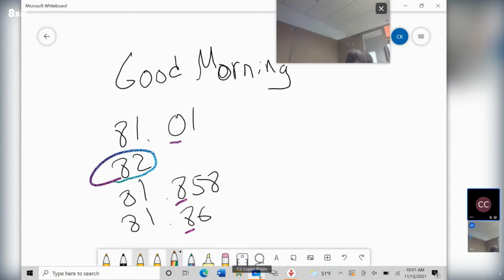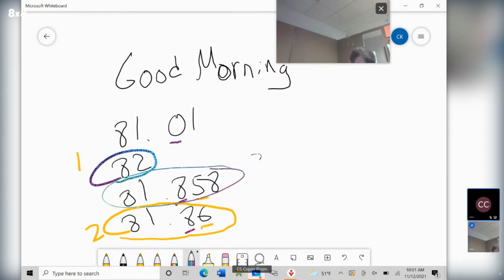So then we look at the next one. We have a 5 and a 6. The 6 is bigger than the 5, so that's going to be the second. This will be the first. This will be the second. This one right here is going to be the third. And the top one, because it's just 81.0, will be the fourth.